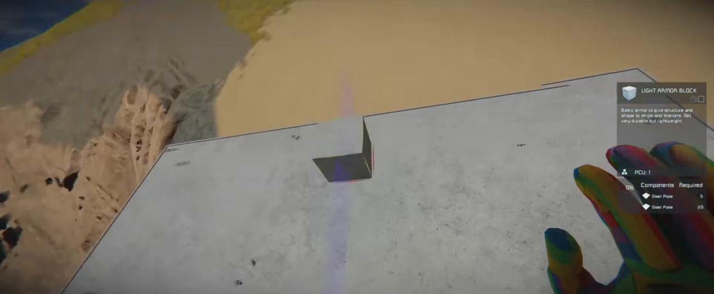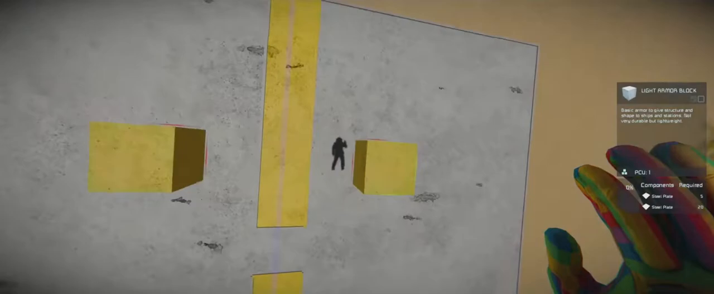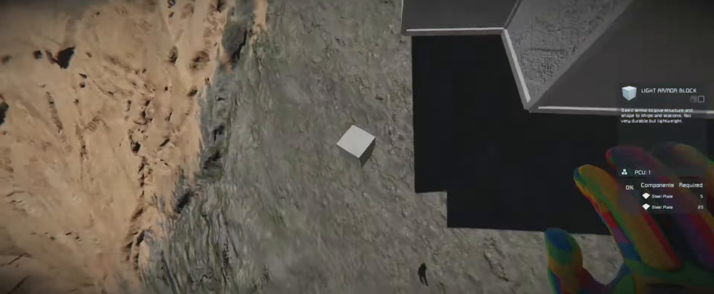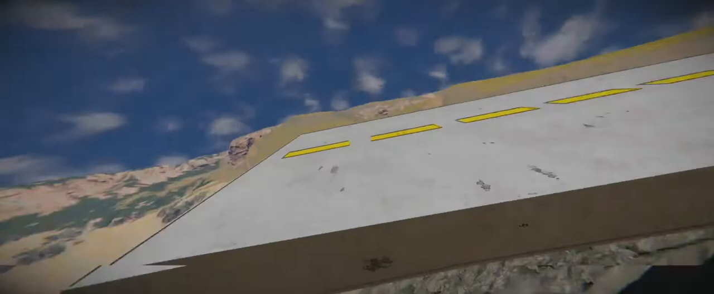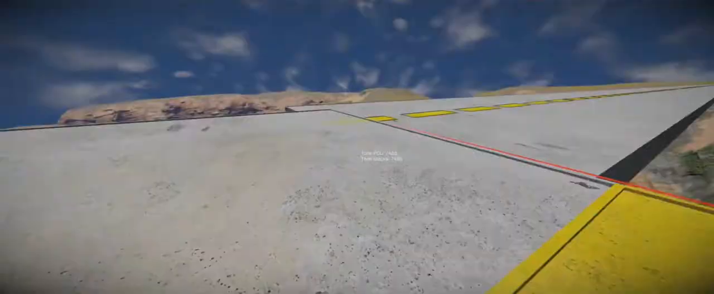Okay, here are some concrete blocks. Yes, and the middle line here. Okay, yeah, that looks good. Then I copy paste till this road is in 0G.